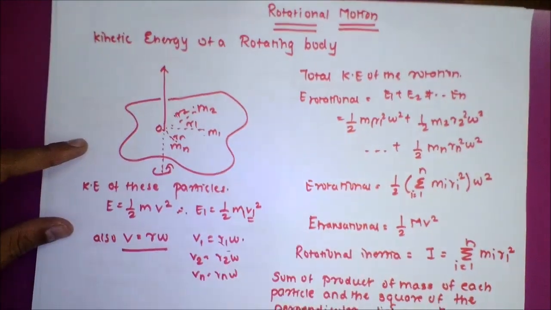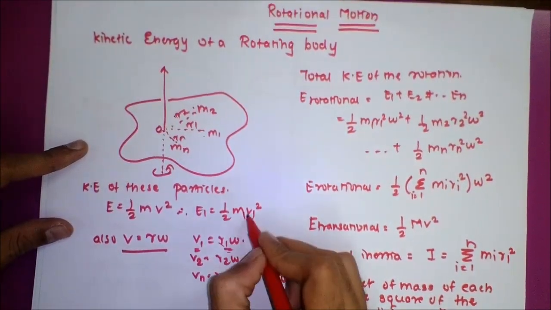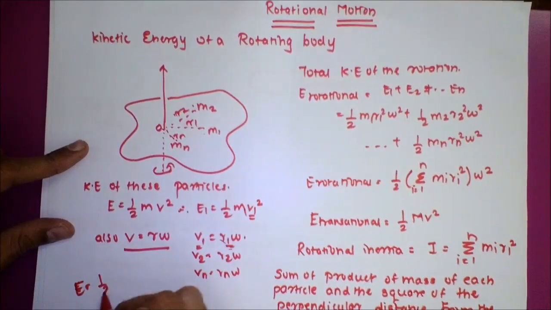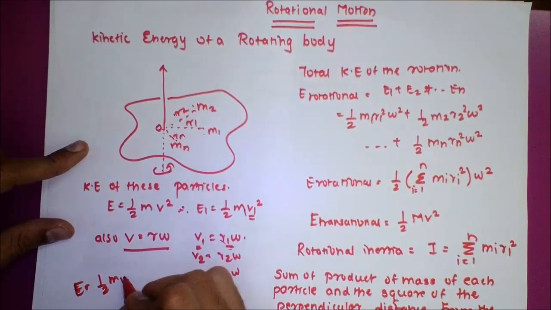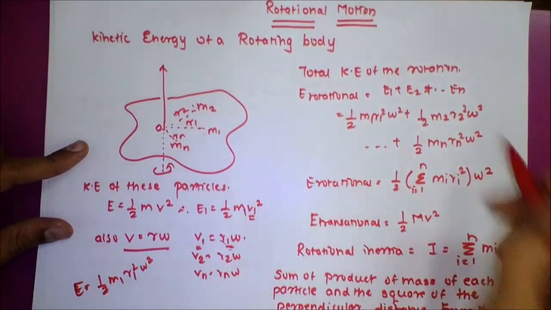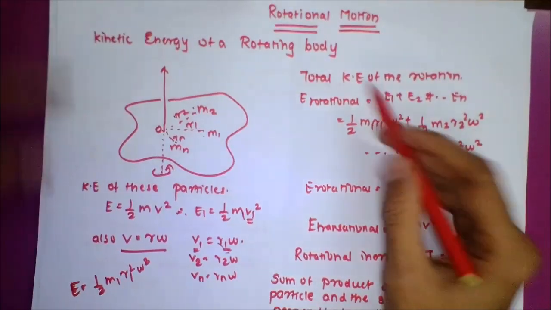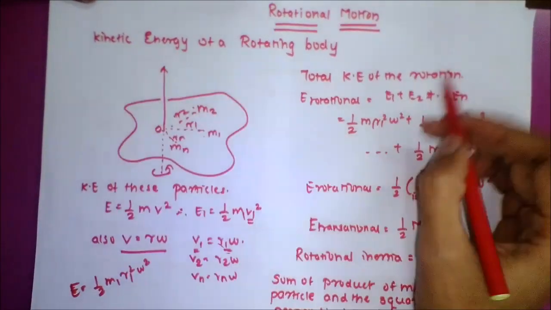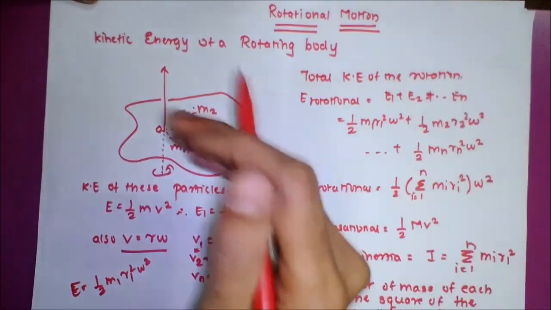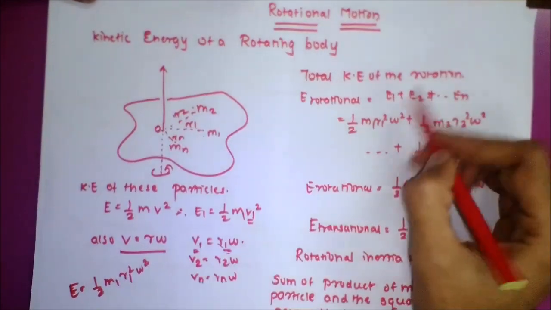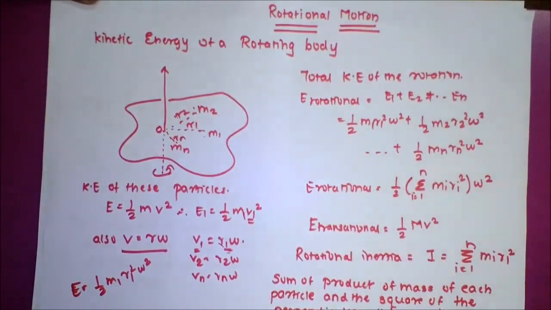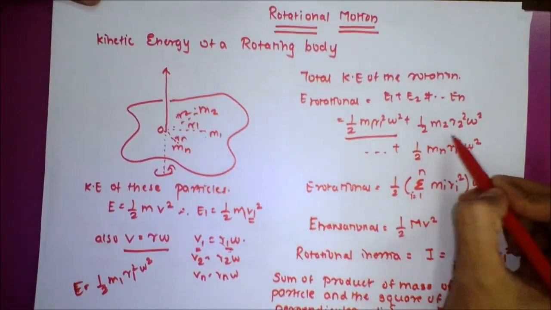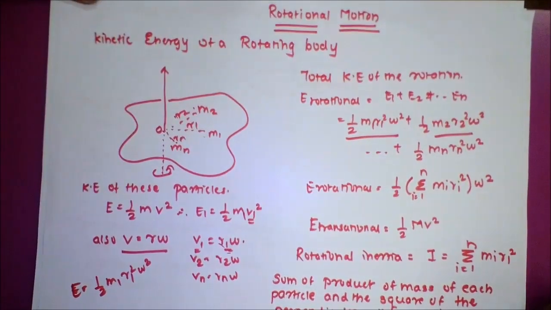Now we can substitute the value of v in this energy. So we get E1 equals half m1 r1 squared omega squared. Then we find the kinetic energy of the total rotating body, which is the sum of the kinetic energies of all the small masses: E1, E2, up to En. So we have half m1 r1 squared omega squared plus half m2 r2 squared omega squared, up to half mn rn squared omega squared.